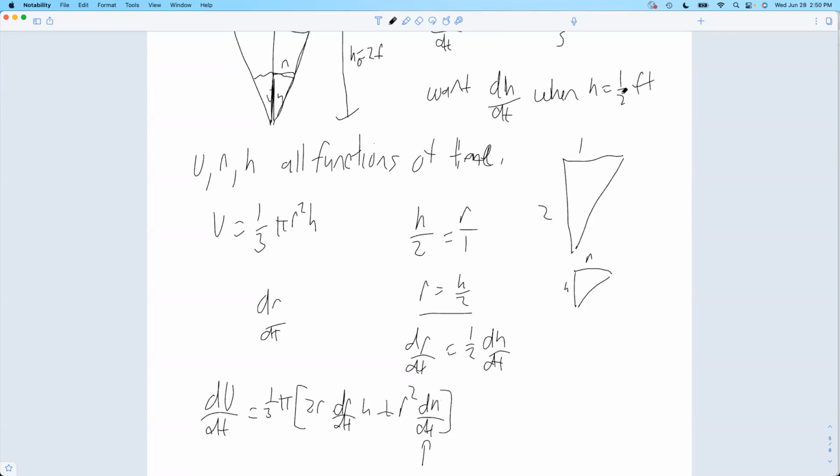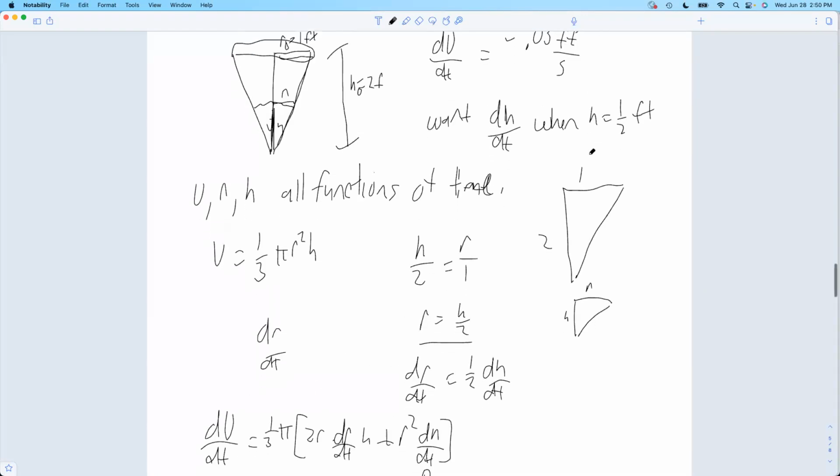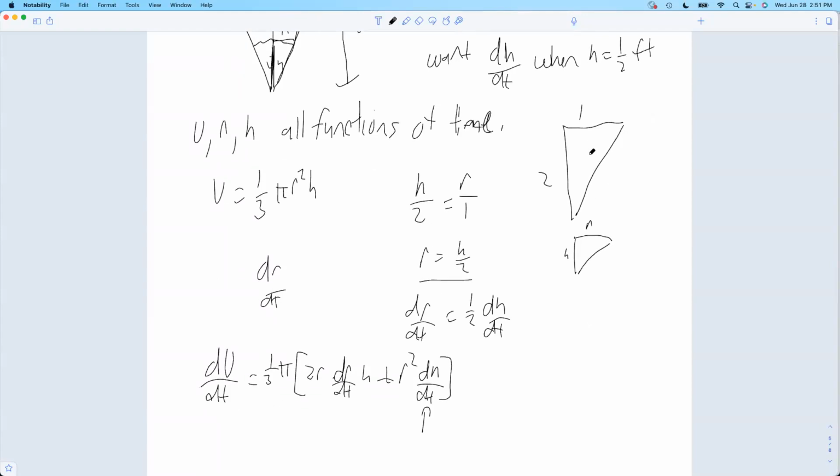And I want that at a particular moment in time. So I could plug in my h right there. I now need to find r. I would need to go back here and find r when h equals 1/2. So r would equal 1/4. Plug that in there and in there. dr/dt is 1/2 of dh/dt. So I would have to add like terms there. dV/dt I was given. See, there's a lot of arithmetic in here, but it can be done.